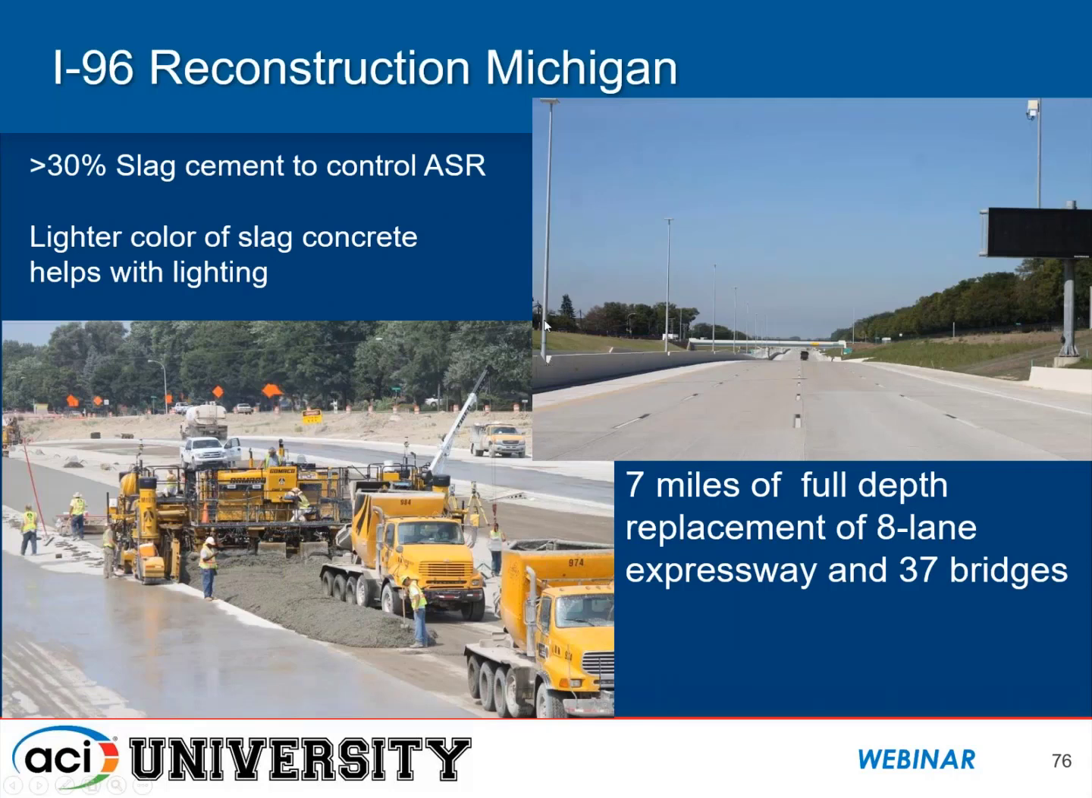I'll just give you a couple of examples. This is a recent example from the I-96 reconstruction in Michigan, 7 miles of full-depth 8-lane replacement, and 37 bridge structures rehabbed or replaced. And again, they used greater than 30% slag because they were worried about alkali silica reaction, as well as scaling and freezing and salt. And they had no problem with that, and it helped with the lighting. They put in new LED lighting, and with the lighter slag pavement, they needed less light intensity to light the road at night.